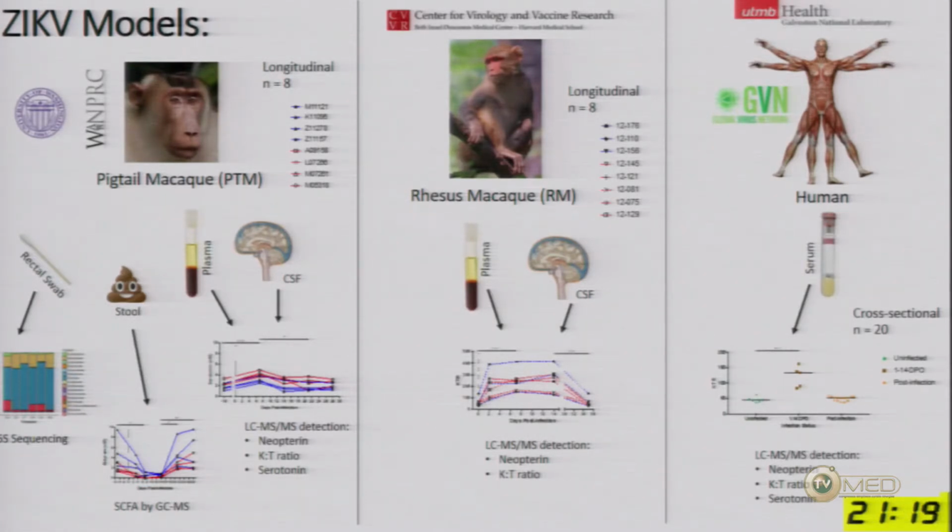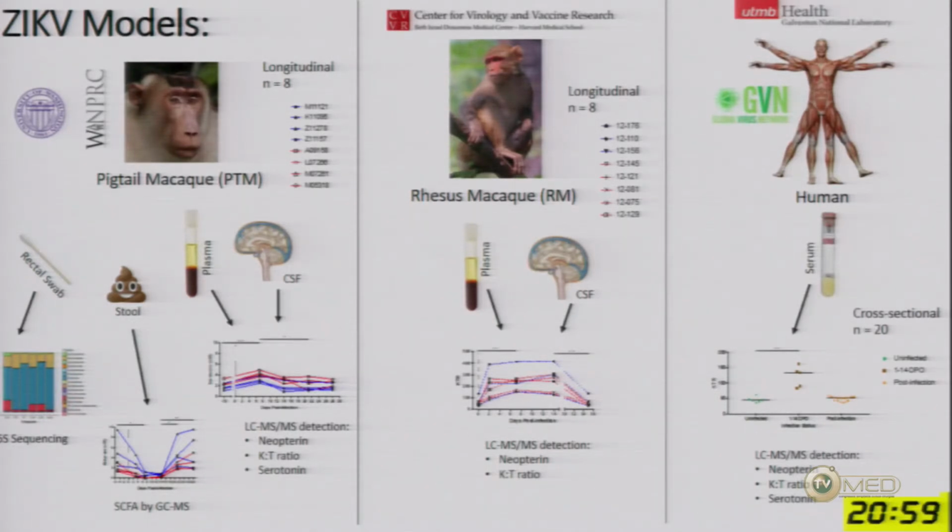So from them, we got samples from 8 rhesus macaques longitudinally again, where we got plasma and cerebrospinal fluid from these animals to look at neopterin and kynurenine tryptophan ratios. And again, in this one, we did not have the gut samples, so we don't have the microbiome data on that one. We just looked at these inflammatory markers.